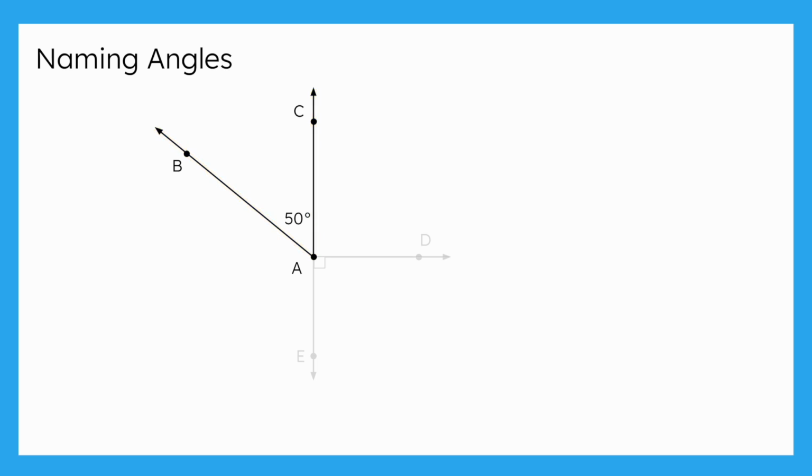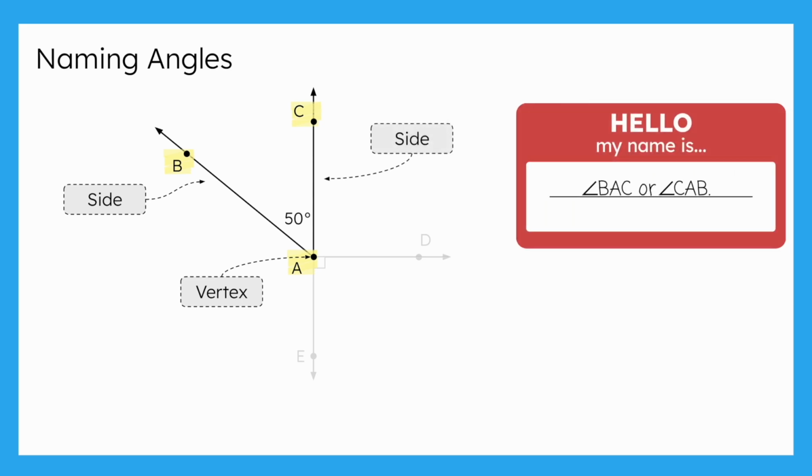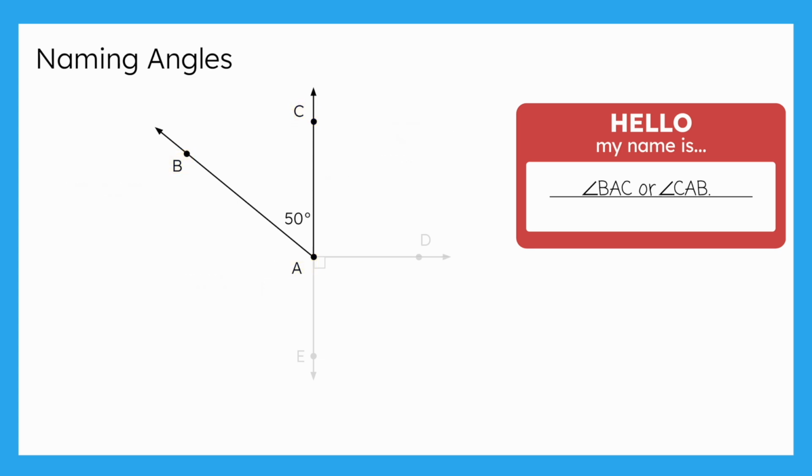A point on one side of the angle, then the vertex, and then a point on the other side of the angle. So this angle can be called angle BAC or angle CAB. Both represent the same angle. What about calling it angle BCA? Does that name represent the same angle?